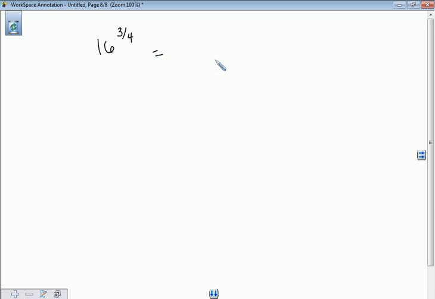So how could I think of this? I can think of this as 16 to the 1/4 raised to the 3rd, couldn't I? Because isn't 3/4 the same as 1/4 to the 3rd? It is. Or could I think of this as 16 to the 3rd raised to the 1/4? Yeah, but that still doesn't clear things up. I'm still confused, basically. Wait, how does 1/4 to the 3rd get to 3/4?